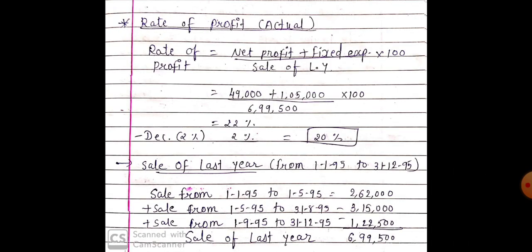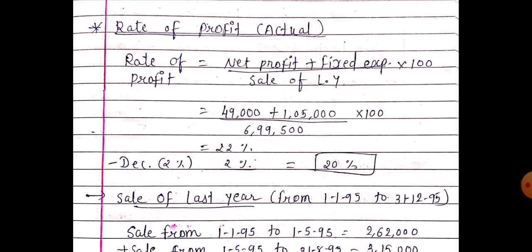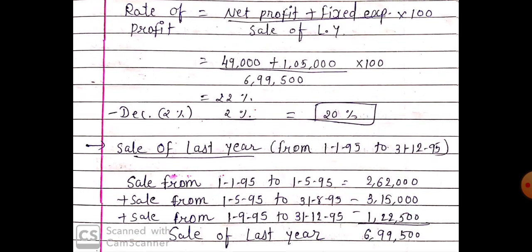Now next calculation is rate of profit, actual rate of profit. Rate of profit is equal to net profit plus fixed expenses divided by sales of last year into 100. Net profit we are given in the problem, 49,000. Same fixed expenses rupees 1,05,000, divided by sales of last year. Here we are not given the sales of last year, so we have to calculate it. Sales of last year, 1st January 95 to 31st December 95.